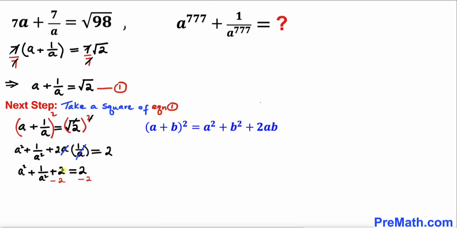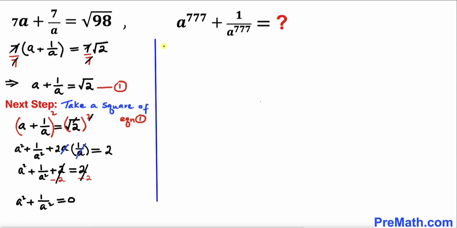Let's subtract 2 from both sides. So we end up with a square plus 1 divided by a square equals 0. Now let's move this 1 divided by a square to the other side. Therefore we got a square equals negative 1 divided by a square. Let's make a fraction on the left hand side by putting a 1 underneath and cross multiply. Therefore a square times a square gives us a to the power 4 equals negative 1.